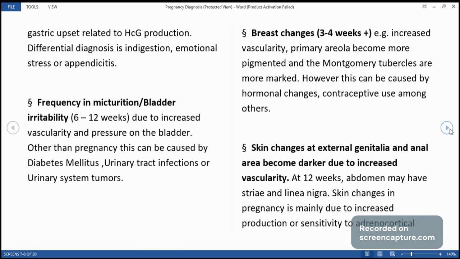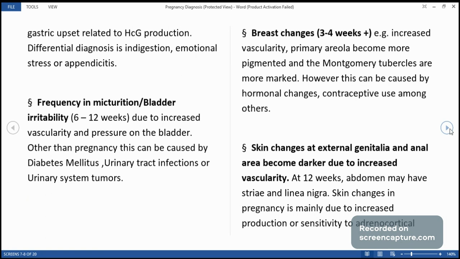So differential diagnosis can still be indigestion, emotional stress, appendicitis, which can still give us nausea and vomiting. Okay. Another one is frequency in micturition or bladder irritability. Bladder irritability or frequency in micturition is that tendency to pass urine frequently. That always happens between 6 to 12 weeks during gestation due to increased vascularity and pressure on the bladder, because that baby is growing and is occupying space in the abdominal region, and therefore there will be a lot of pressure on the bladder. Even the volume which was supposed to be filled by the bladder will be reduced by the growing fetus. With that, the pressure will overload the bladder, and you will not be able to contain urine for long without the sense of passing it.